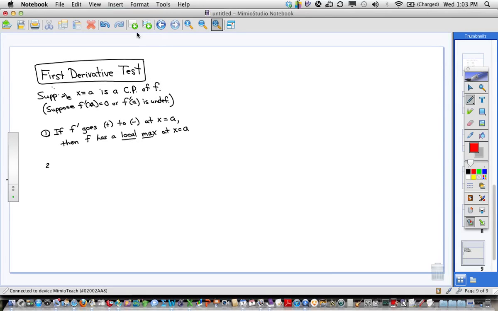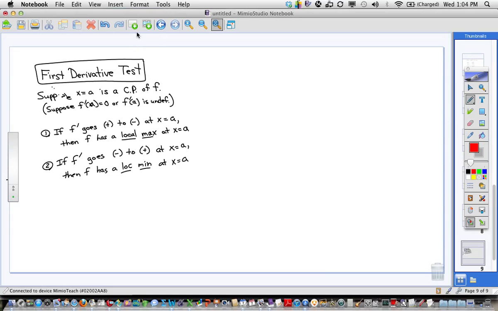And of course, number 2 then, if f prime goes negative to positive at x equals a, then f has a local min at x equals a.